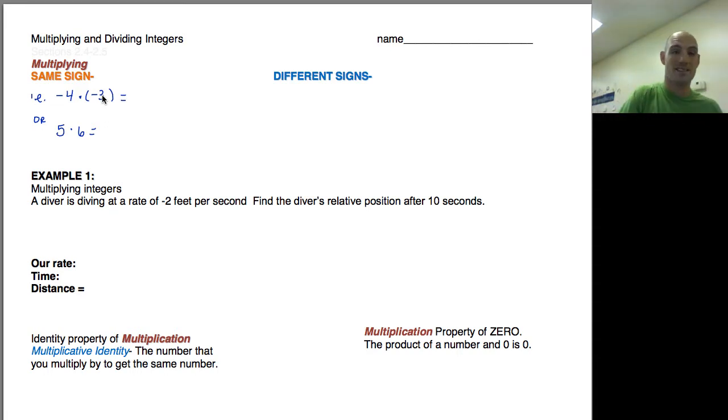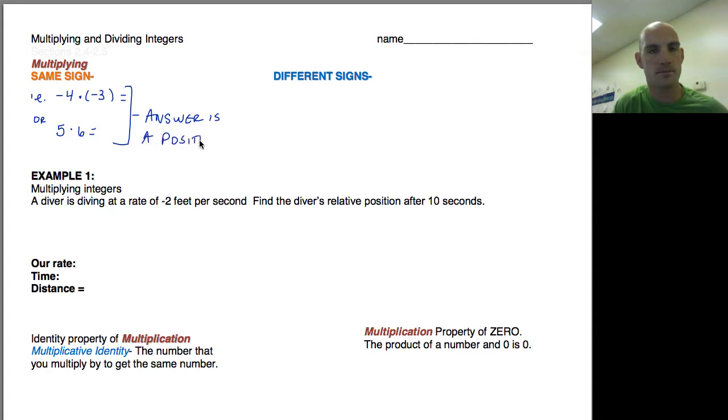In this case, we would say anytime we have the same sign for multiplying, the answer is a positive number. And I'll abbreviate number with the pound sign. So if they have the same sign, either both negative or both positive, it's positive.